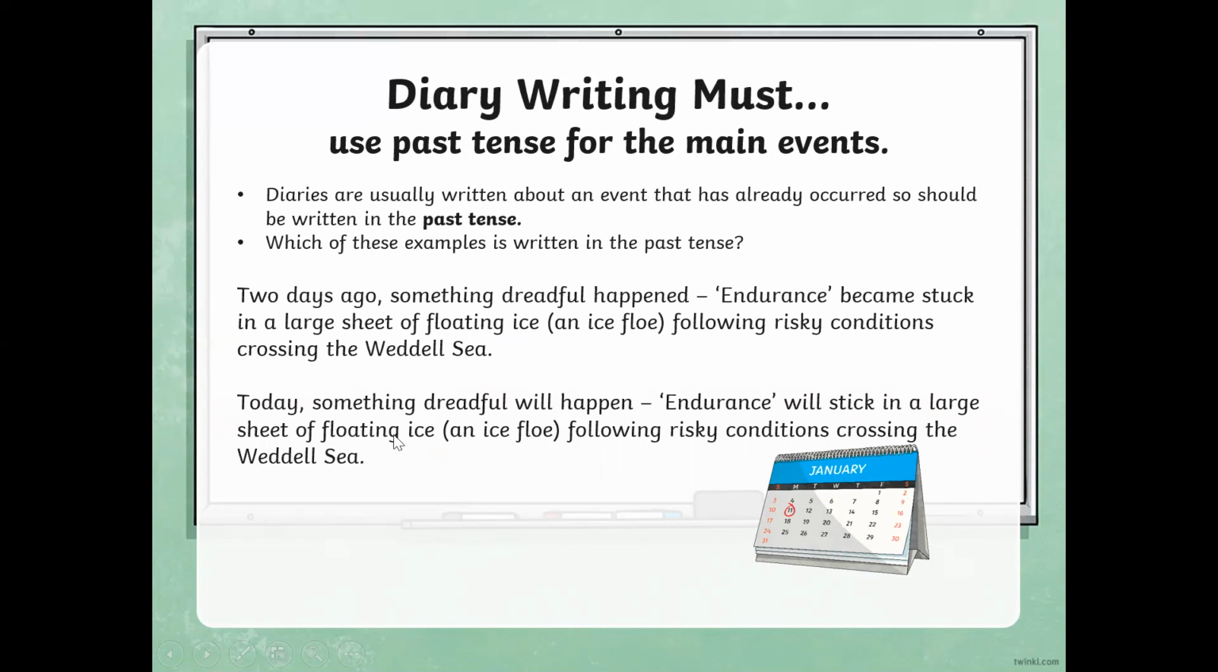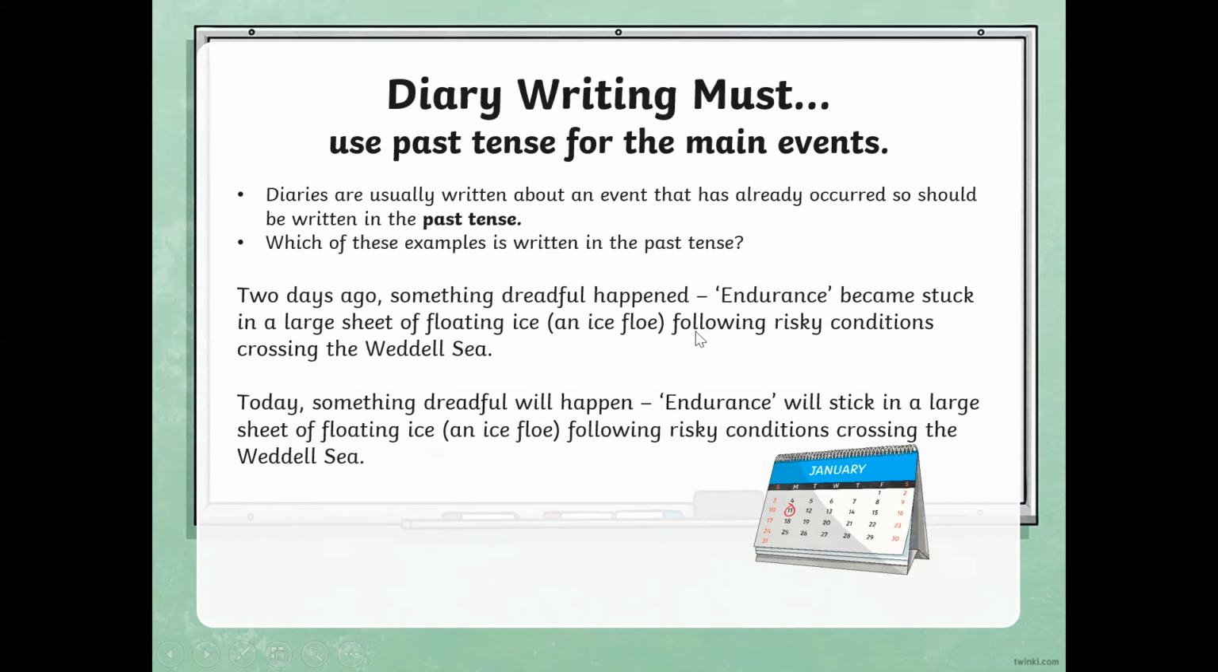This is an example of what not to do. Today, something dreadful will happen. Endurance will stick in a large sheet of floating ice, following risky conditions crossing the Weddell Sea. This second example is about something that hasn't happened yet. It will happen. But that's not what you want to do with your diary entry. You want to keep yours more like this.